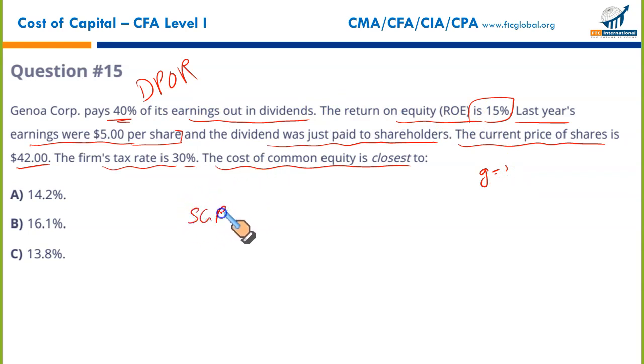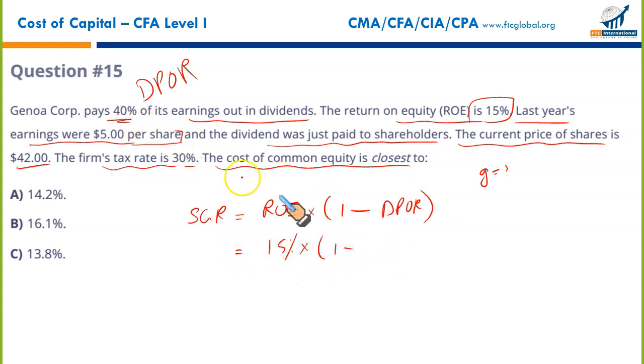Sustainable growth rate is equal to return on equity multiplied by 1 minus dividend payout ratio. Return on equity is 15% into 1 minus dividend payout ratio of 40%. That solves half of your problem. 15% times 60% gives you 9%. That is your sustainable growth rate. We'll use it as g in our dividend discount model.